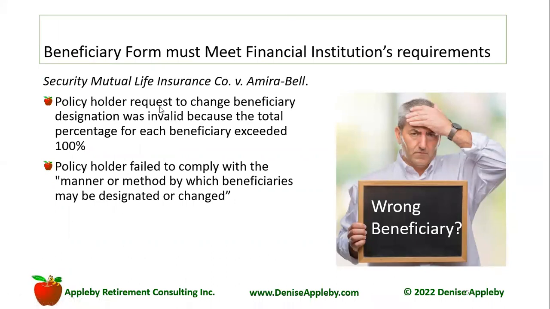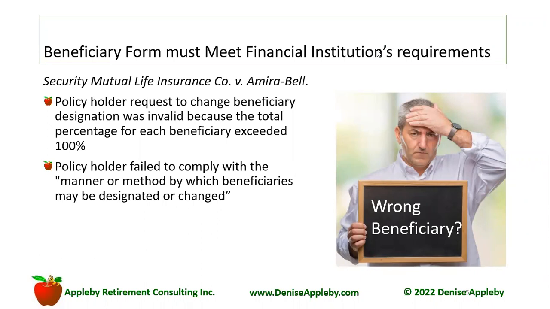This is a very important case. I mentioned earlier that I recommend reviewing the beneficiary form each year. But updating your beneficiary form doesn't mean anything if it's not done right. I have a checklist for beneficiary designation forms, and one item is as simple as making sure the percentages add up to 100%. This is for an insurance policy, but it also applies to IRAs.